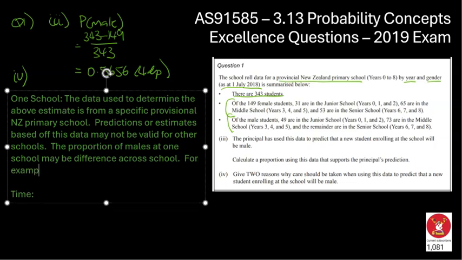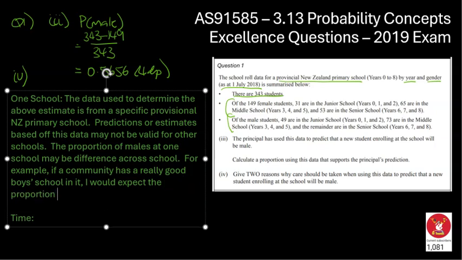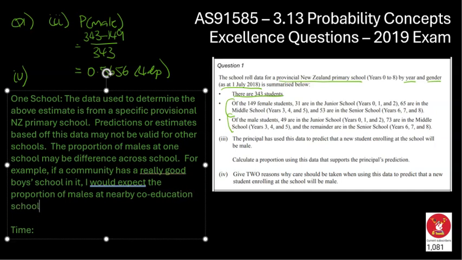So, for example, if a community has a really good boys' school in it, I would expect the proportion of males at nearby co-educational schools to be slightly lower.